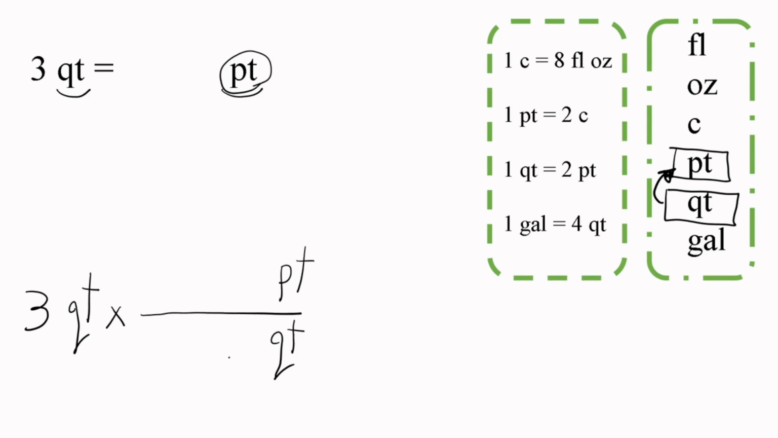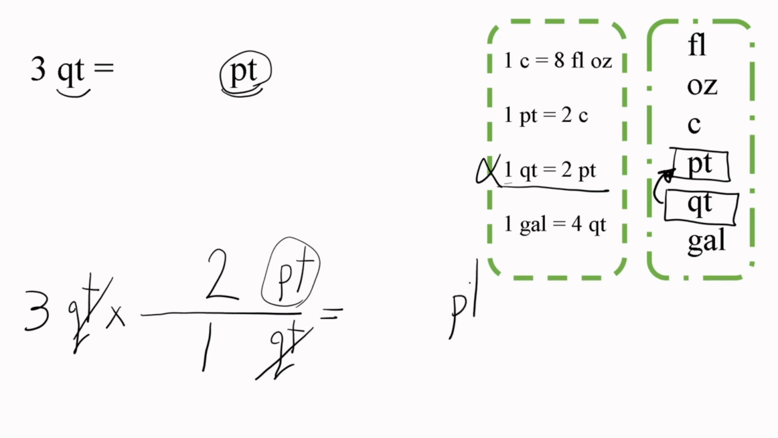Now I need to write numbers. As you can see, I'm going to use this conversion factor. So 1 quart is equal to 2 pints. First, let's check the unit. This quart will be cancelled by this one and we are going to have only pint, which is the desired unit. 2 times 3 will be 6, and 6 pints is the only correct answer of this example.